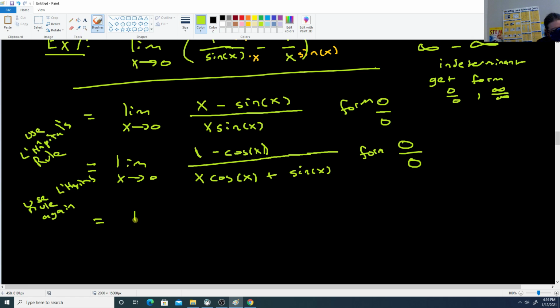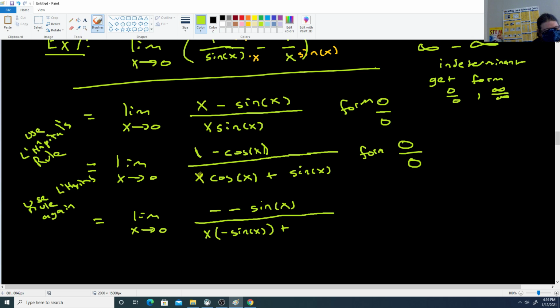It means L'Hopital's rule again. So derivative of 1 is 0, so it goes away. Derivative of negative cosine is negative negative sine, so we get minus negative sine up top. Down here we've got to use the product rule again because I have x times cosine of x, so I'll leave the x alone. Derivative of cosine is negative sine of x. Plus, take the derivative of x, that's 1. Leave cosine alone, so that's cosine of x. Derivative of sine is cosine.